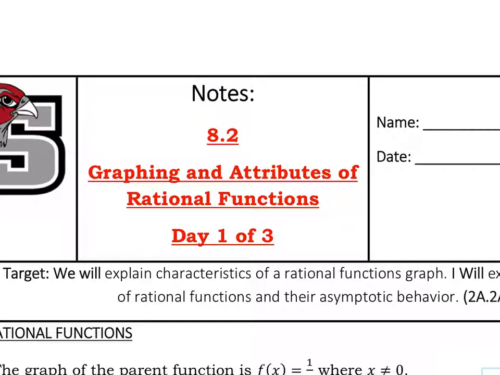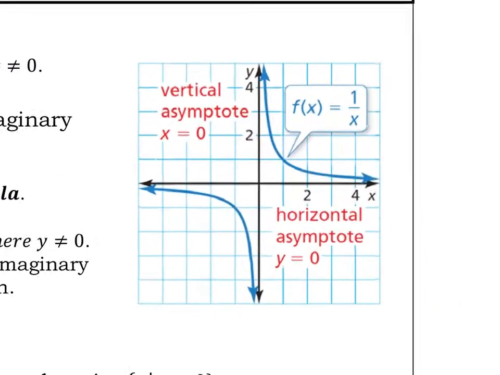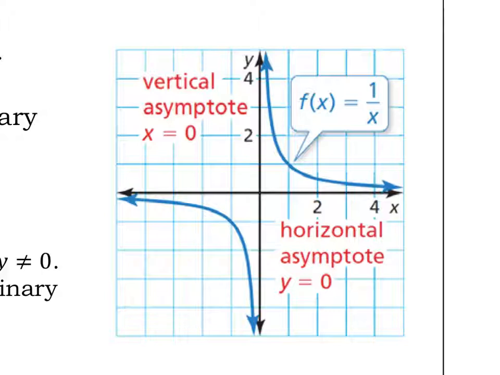So first we're going to start off with the parent function. This is what the parent function of a rational graph looks like. f(x) equals 1 over x is our equation. So that's our parent function equation.